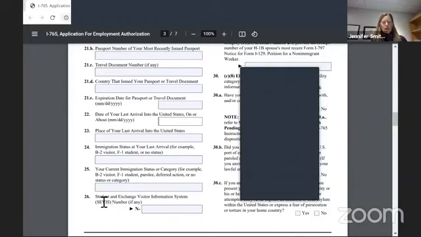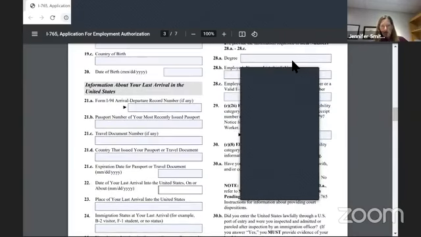Okay. Question 26 is if you ever had a student or exchange visitor visa, you would put a number here. Pregunta, most of you aren't going to have this. Pregunta 26 es pedir un número si tiene una visa de estudiante o intercambio, pero la mayoría de las personas esta pregunta no aplica, so no pone nada aquí. Okay.